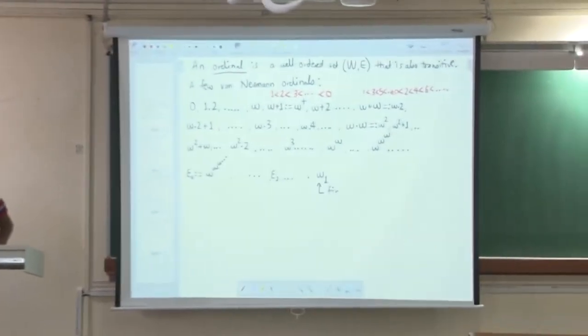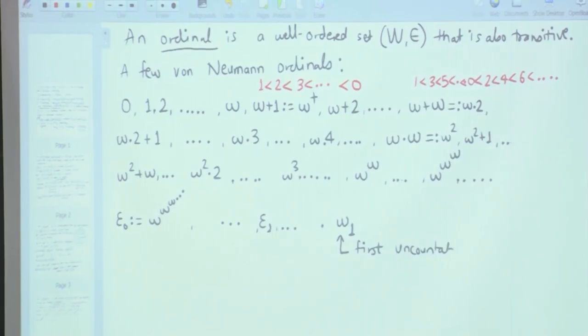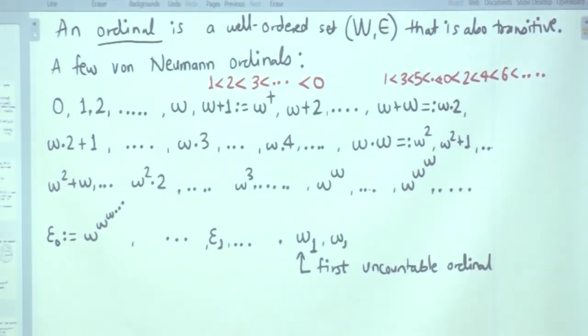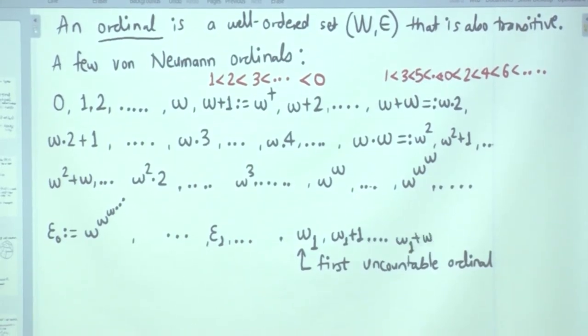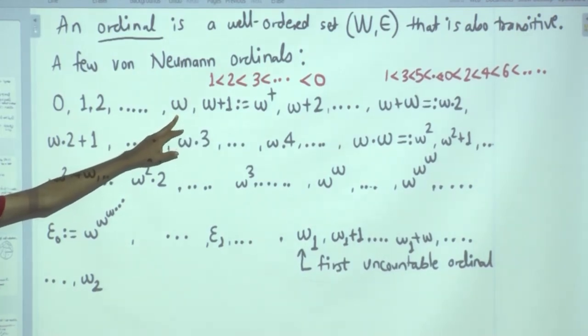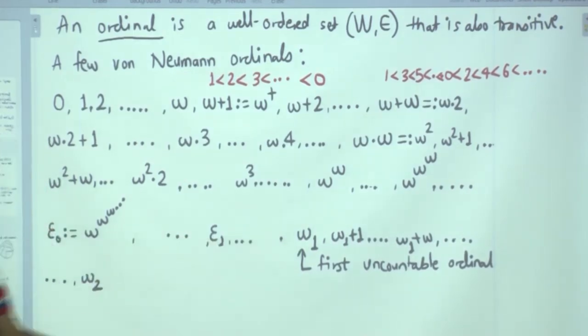And then finally we will hit omega 1. This is the first uncountable ordinal. Then again I can do omega 1 plus 1 and omega 1 plus omega and dot dot dot, and omega 1 dot 2, and everything will continue. Then eventually we will have omega 2. Omega 2 is the first ordinal which is not in bijection with omega 1. Right, so we started with omega, that was our first countably infinite ordinal, but eventually we ran out of all such things, so therefore we hit omega 1 which was not in bijection.